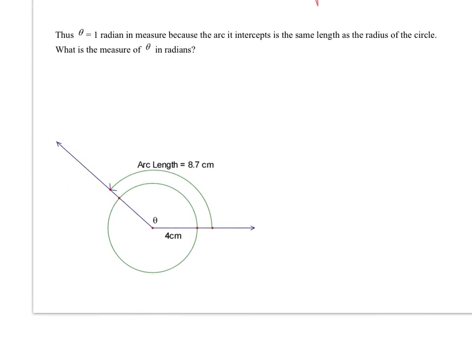So if we look at this example, we want to know what the angle theta is. It says the arc length is 8.7 and the radius is 4. So the angle measured in radians would be how many 4's are there in 8.7. So 8.7 divided by 4 will give us the radian measure of that angle. In this case, that's 2.175, and that would be radians. Again, it's not going to be in degrees, it's going to be in this new unit, radians.